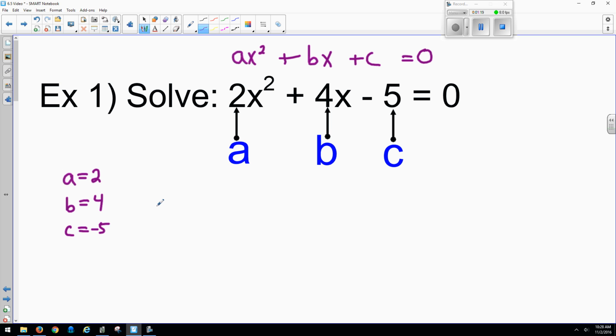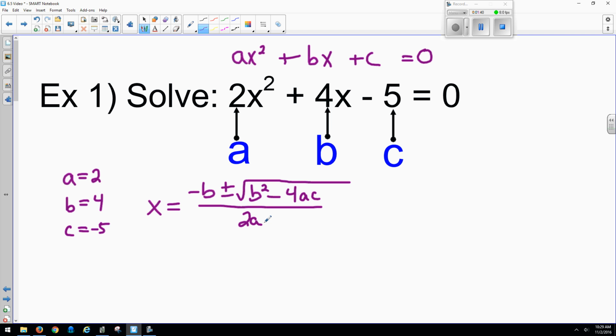I really recommend starting by writing the quadratic formula, and you do not have to memorize this. This is on your formula sheet. So it's going to be x equals -b plus or minus the square root of b squared minus 4ac all over 2 times a.